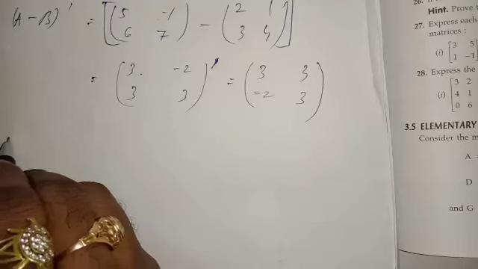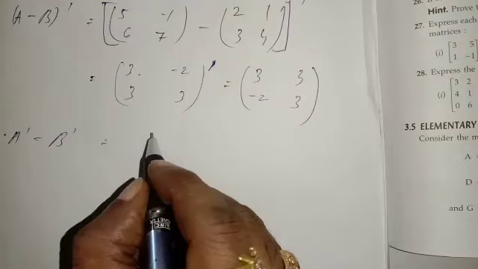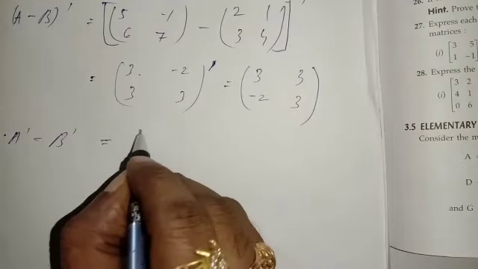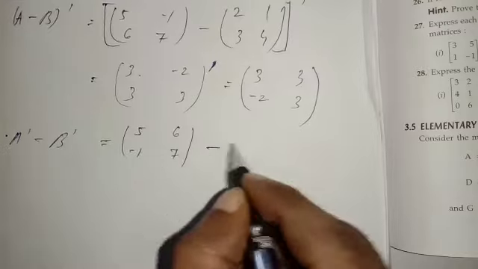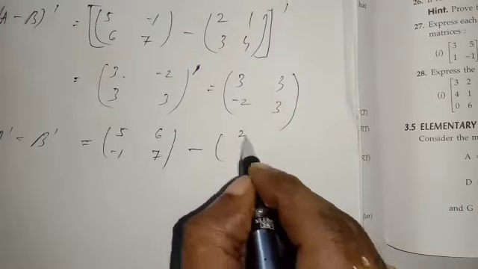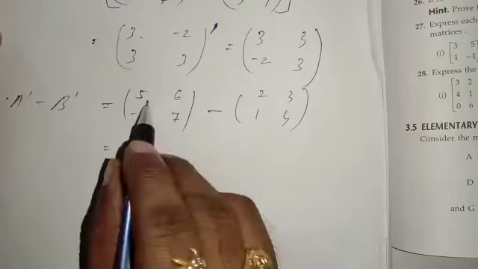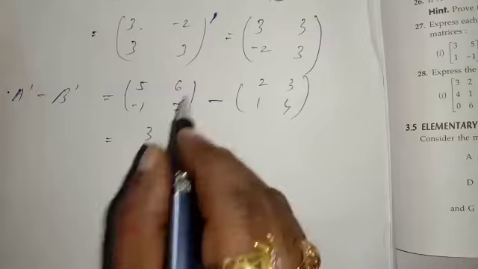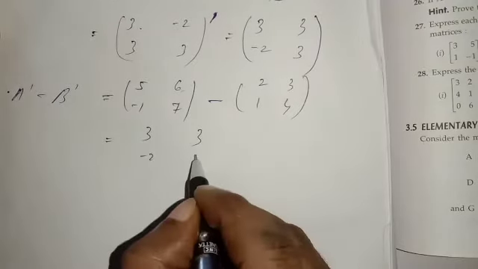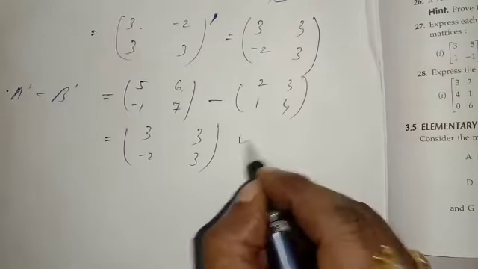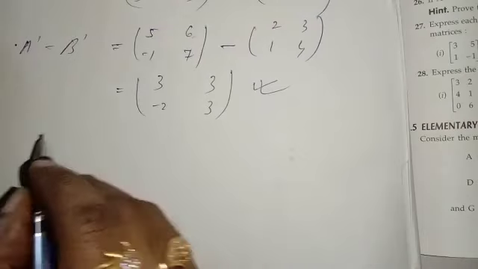After that, right hand side is what? A transpose minus B transpose. A transpose will be, first row 5 minus 1 will be converted to a column, then 6, 7, minus B transpose. Same process, 2, 1, 3, 4. Now subtract. 5 minus 2 is how much? 3. 6 minus 3 is 3, minus 1 minus 1 is minus 2, 7 minus 4, that is 3. Now you see both are equal coming or not? Therefore, left hand side is equal to right hand side. Okay, third part also completed.